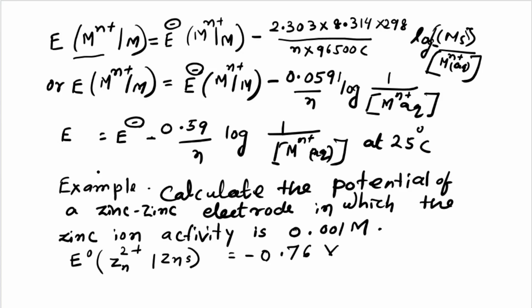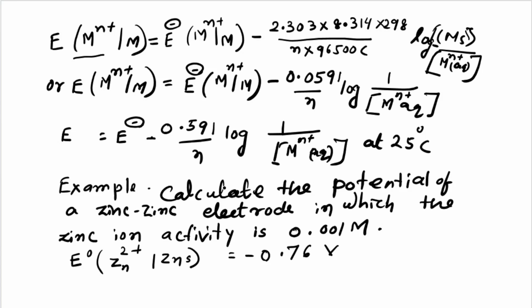So E equals what? Shortly, E is the standard electrode potential minus 0.0591 divided by n, where n is the number of electrons, times log 1 by the molar concentration in brackets. The concentration should be known or should be asked. Then what happened? You only observe what is given and what is being asked, at 25 degrees centigrade, that is 298 Kelvin.